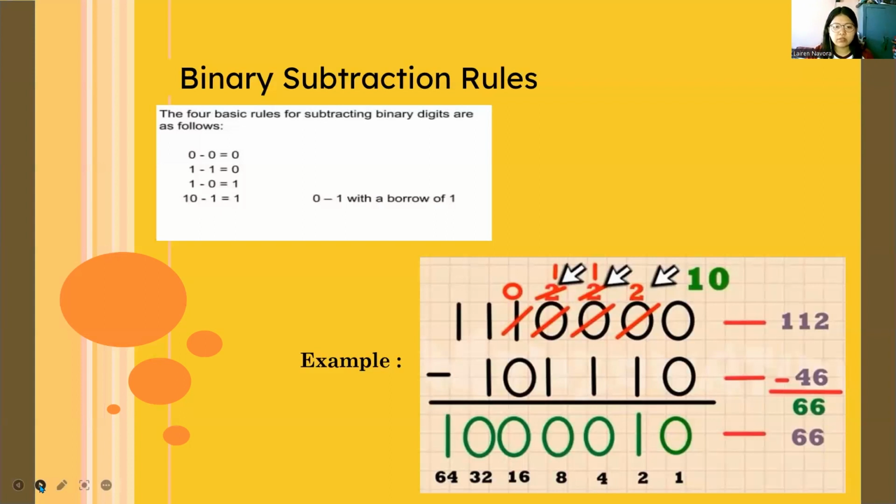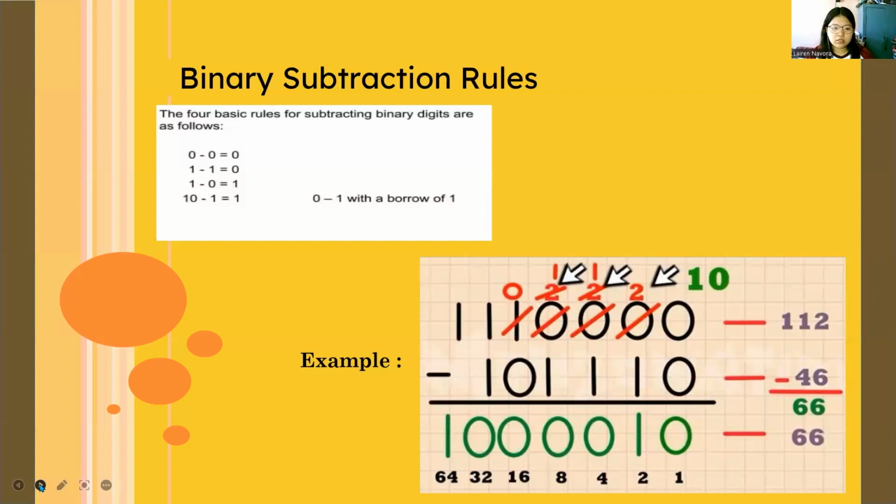The 0 becomes 2. Next, let's borrow from this 2, and it becomes 1. Then the next 0 becomes 2. Next, borrow from 2, it becomes 1, then the 0 becomes 2. Now we can continue to solve. 2 minus 1 is equal to 1. 1 minus 1 is equal to 0. 1 minus 1 is equal to 0. 0 minus 0 is 0. 1 minus 1 is 0. The 1 is brought down.